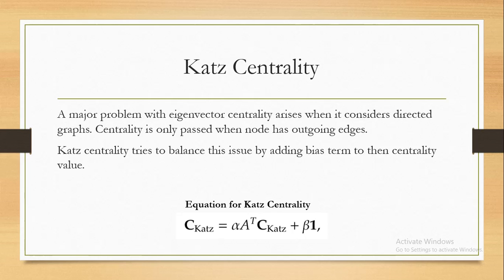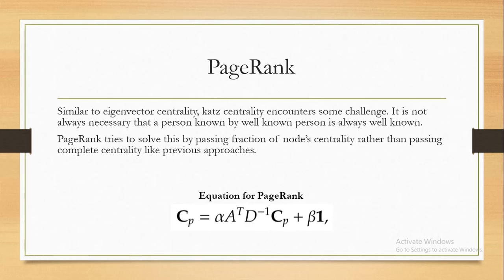So what exactly does this bias term do? Suppose you have a directed graph, and a particular node has three incoming edges but no outgoing edges. That does not mean that the node is not important. But if we consider the equation of eigenvector centrality, that node gets a centrality of 0 because it has no outgoing edges. So to balance this, we add a bias term. Whenever such a case arises, a bias term is added to that node so that no node has 0 importance. So our next type is PageRank.